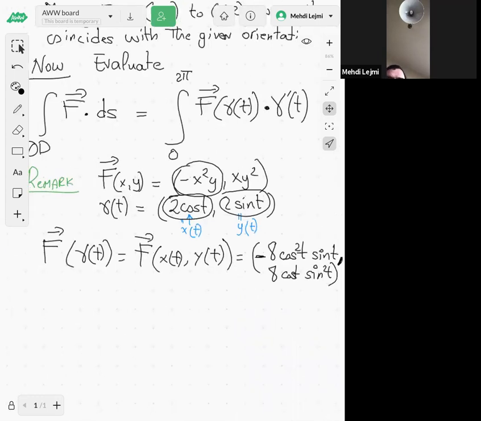Is there any question, guys, about how I got this f evaluated along the curve C, or along this parameterization gamma? Okay, so once you got f, now I can come back to my integral. This is, again, a closed curve here.